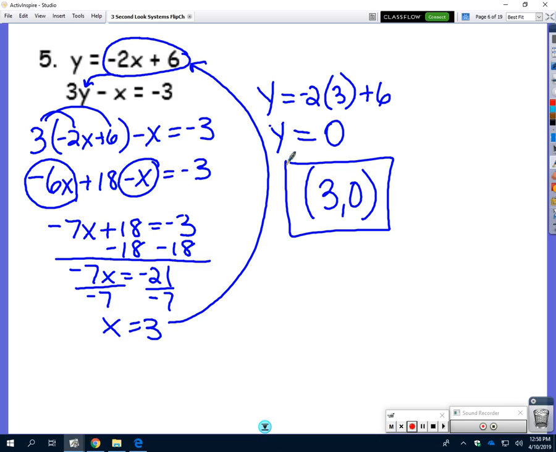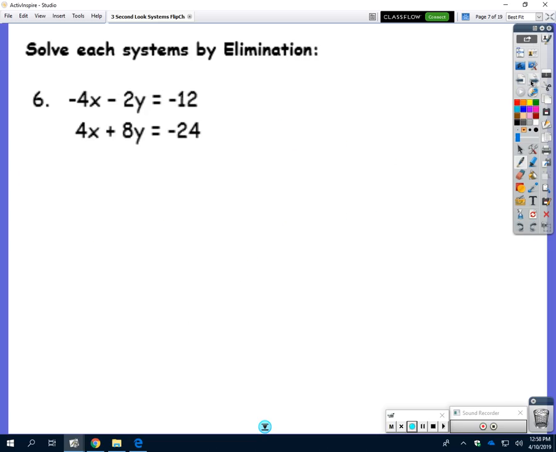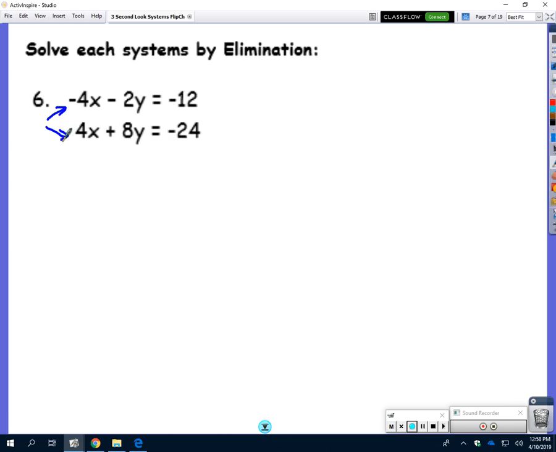The last type of systems is by elimination. You would use elimination if you can notice opposites. So right here, I have a 4 and a negative 4. And then when you add them together, they make 0. You're looking for things like that. I can eliminate one of the variables. I eliminated x. So I'm just going to add straight down.